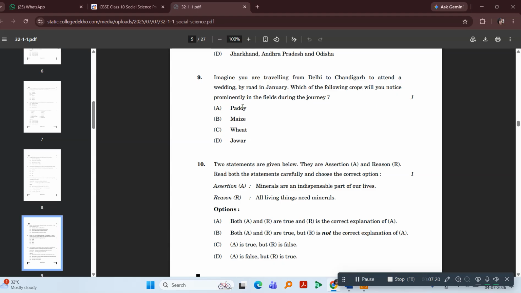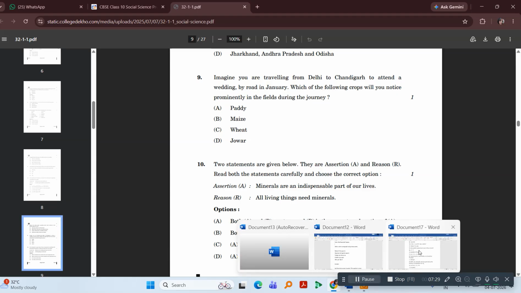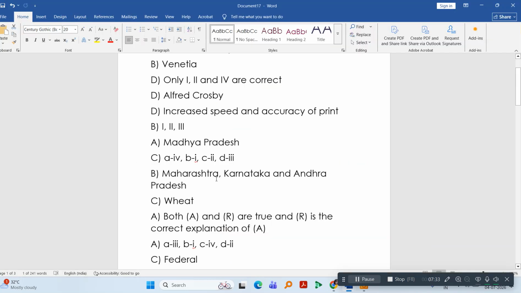Which of the following crops will you notice prominently in the fields during the journey? The options are paddy, maize, wheat, and jowar. Let's see the correct option. What do you think will be the correct option? The correct answer is wheat.